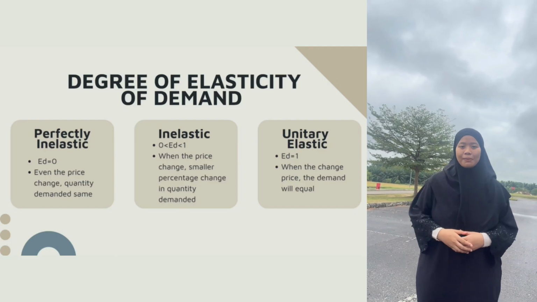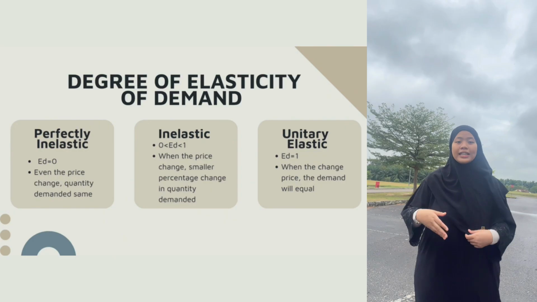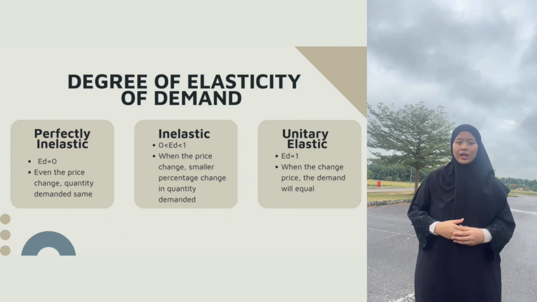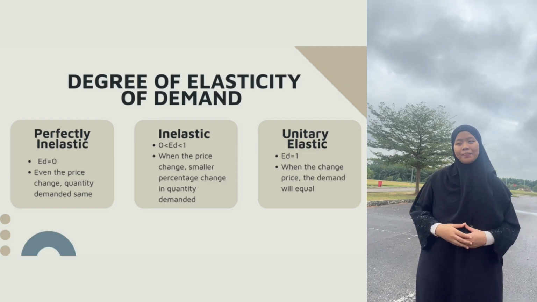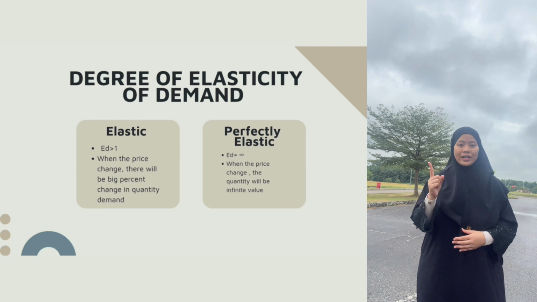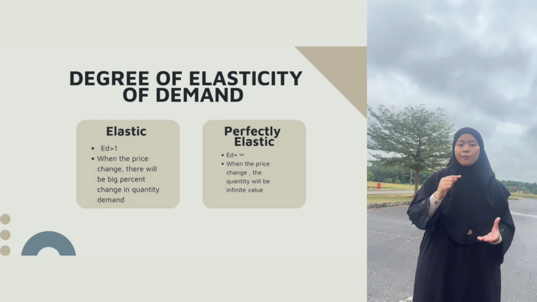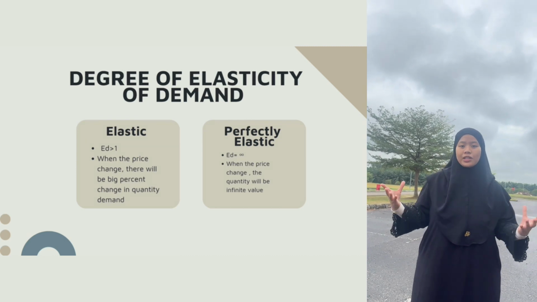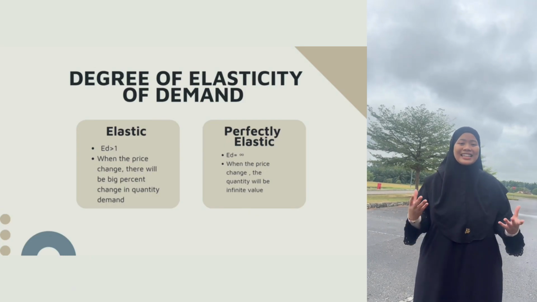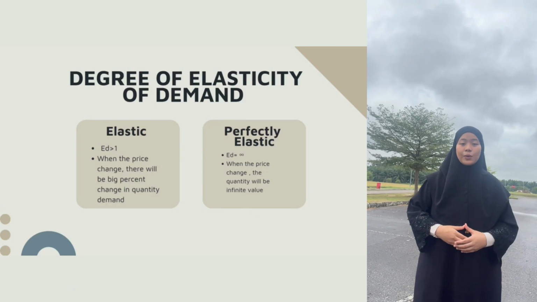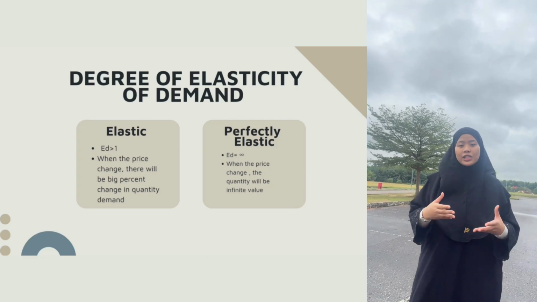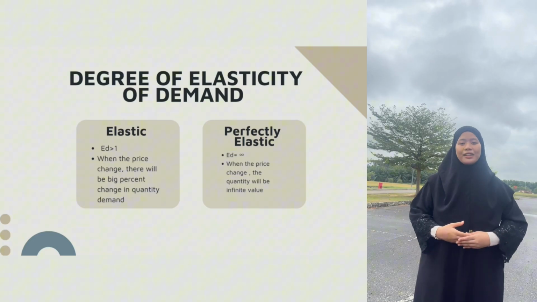Next, unitary demand. Unitary demand is when elasticity of demand is equal to 1. This means the change in price will cause an equal change in demand. Elastic is when the elasticity of demand is more than 1. This means the change in price will cause a big percentage change in quantity demanded. Last but not least, perfectly elastic. Perfectly elastic is when the elasticity of demand is infinity. The change in price will change the quantity demanded by an infinite value.